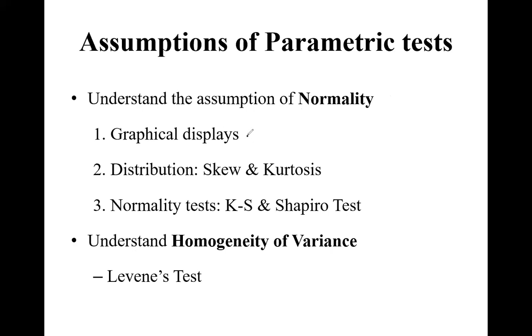One is through graphical display, meaning just see the picture, we can say whether my data is normal or not. Second is the value of skewness and kurtosis, and third is the KS and Shapiro test. KS means Kolmogorov-Smirnov test. So there are three methods for checking the normality of the data, and for homogeneity of the data we use Levene's test.